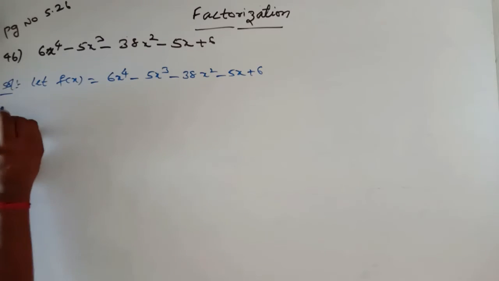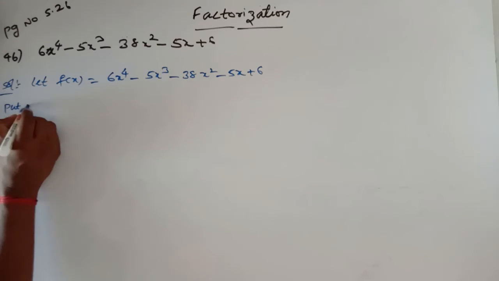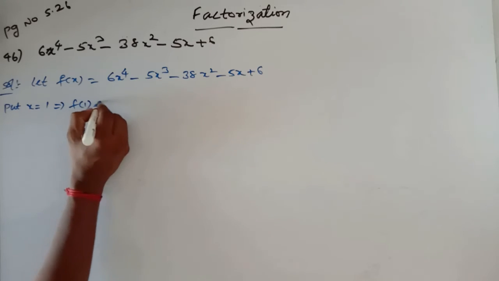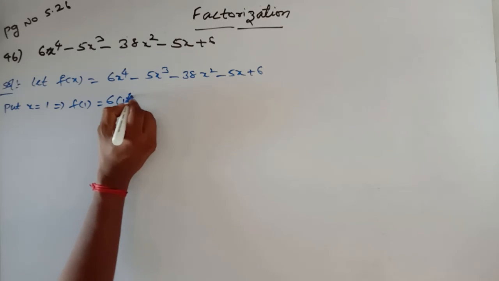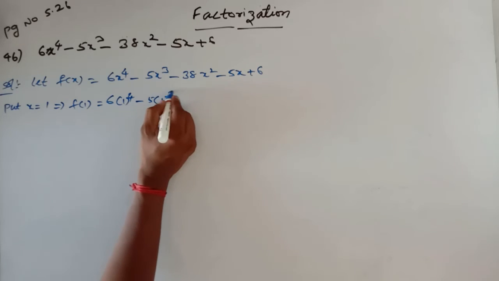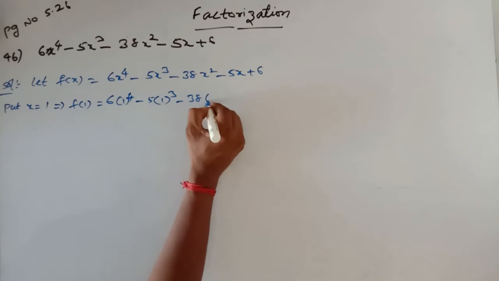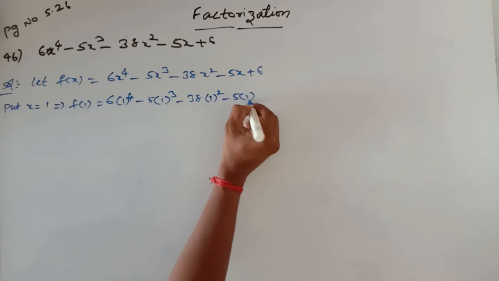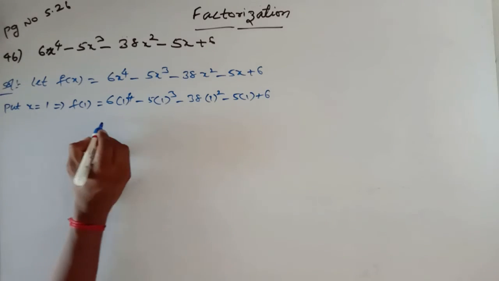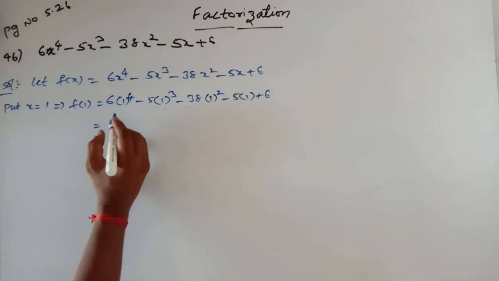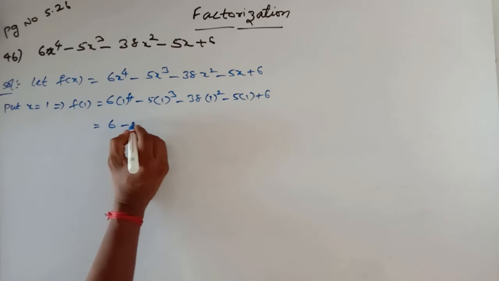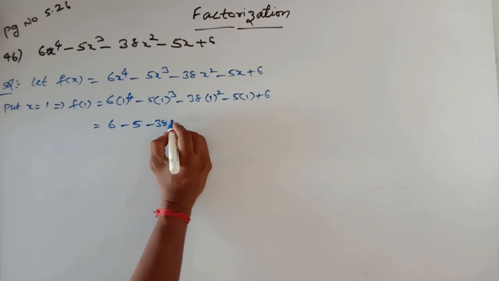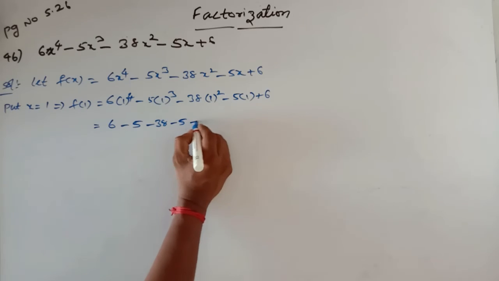Now I am going to substitute, put x equal to 1, then f of 1 equal to 6 into 1 to the power of 4 minus 5 into 1 cube minus 38 into 1 square minus 5 into 1 plus 6. So that equal to 6 into 1 to the power of 4 is 6 minus 5 into 1 cube is 5 minus 38 into 1 square is 38 minus 5 into 1 is minus 5 plus 6.